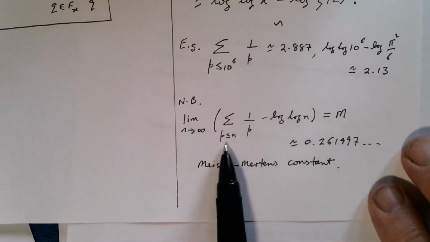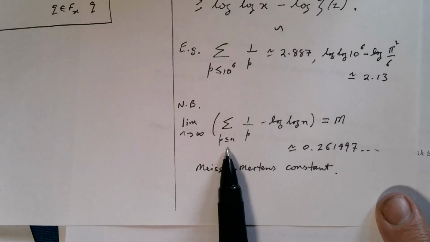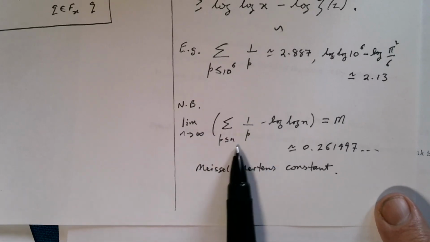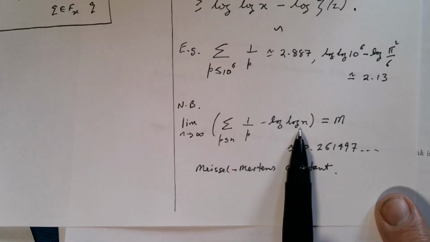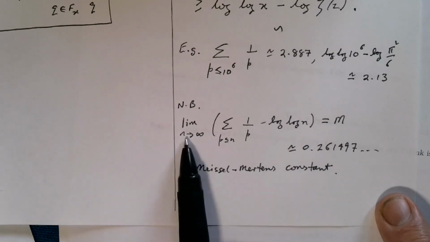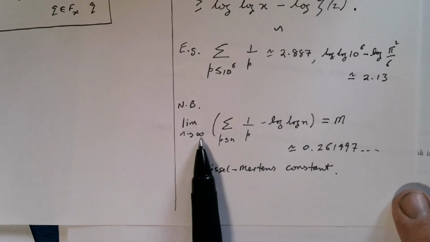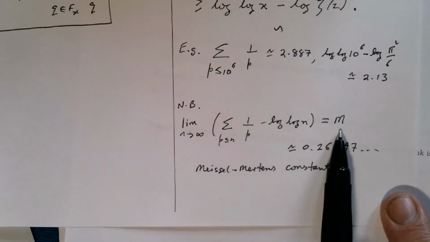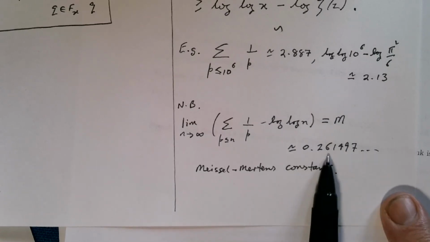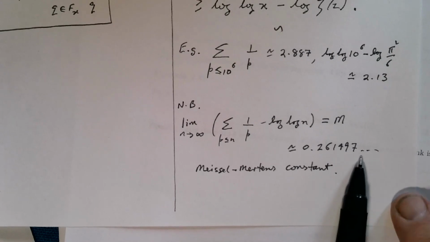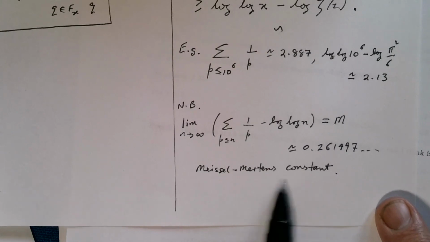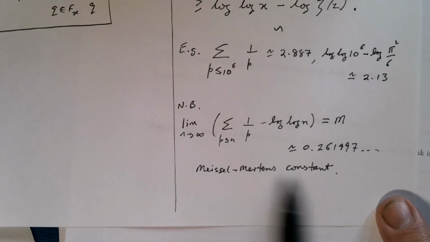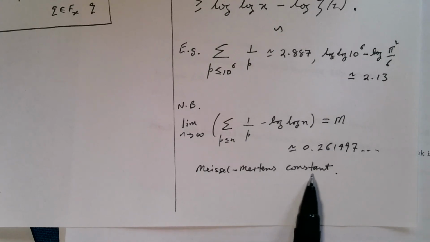By the way, and we'll come back to this again in a later chapter, if we look at the sum of 1 over p less or equal to n, so we stop at some finite value n, and we subtract off log of n, and we then take the limit of that as n goes to infinity, then we will show much later that that limit exists, so I'm going to call it capital M, and it's approximately 0.261497, and this is called the Meissel-Mertens constant, and we will have a look at that in a later chapter. So we'll finish at that point.